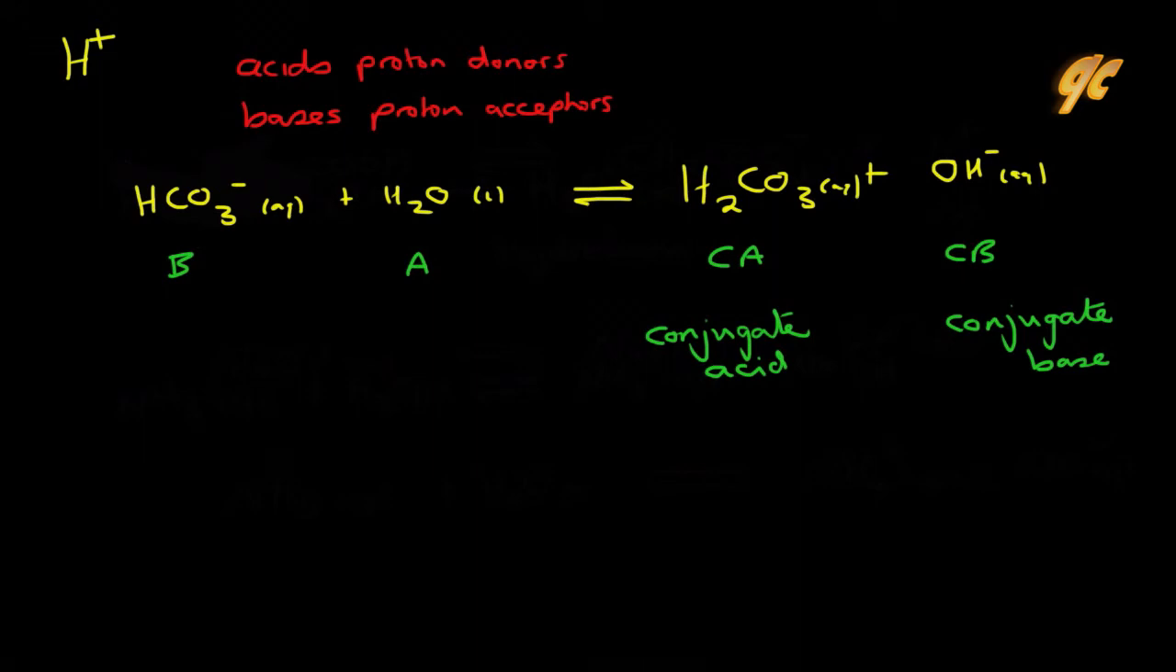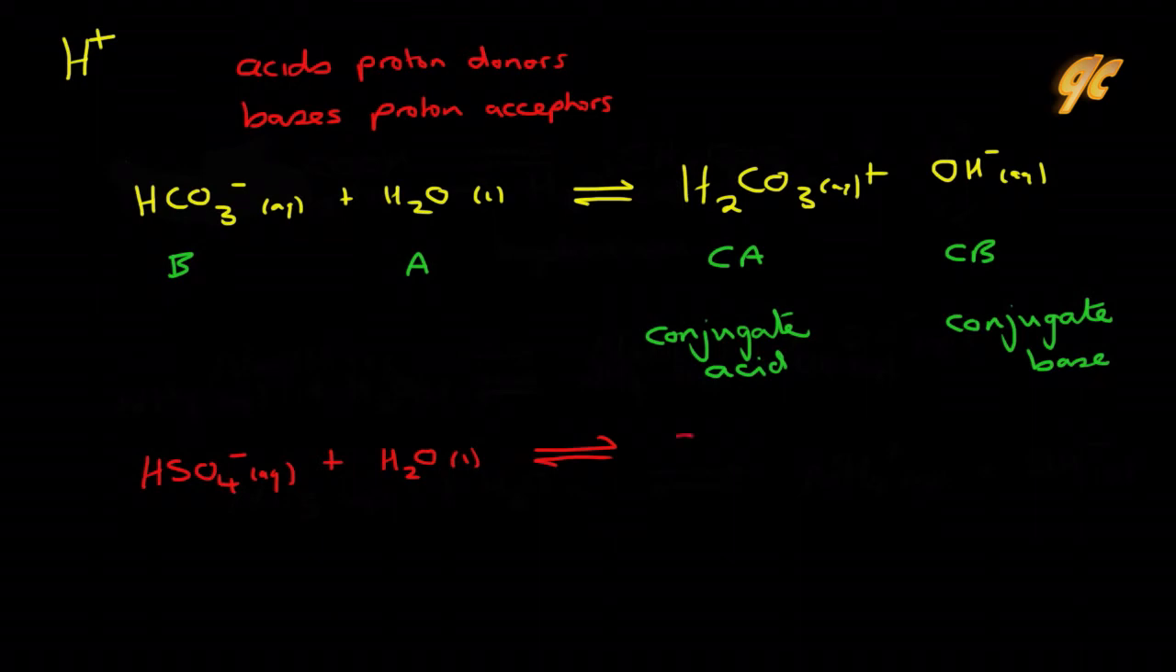One more example of this would be between the hydrogen sulfate ion and water. Now hydrogen sulfate comes from sulfuric acid, so during this reaction it will react as an acid. If the hydrogen sulfate reacts as an acid, it will donate a proton, therefore we will make the sulfate ion and the water will become hydronium.